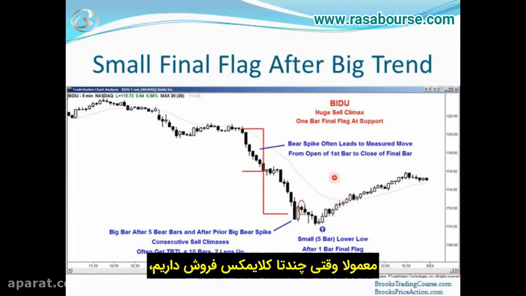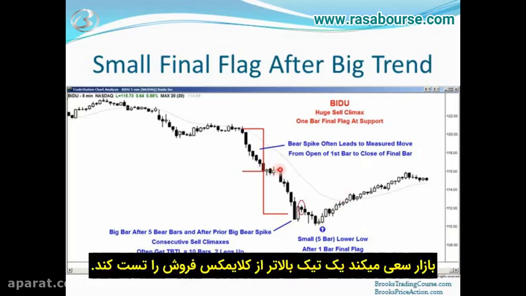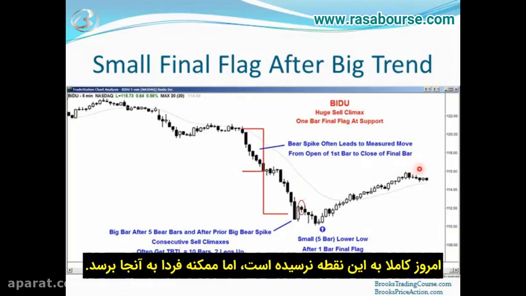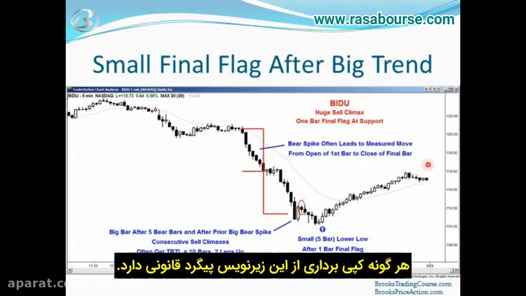Usually, whenever you have consecutive sell climaxes, the market tries to test at least 1 tick above the top of the sell climax. It did not quite reach there today, but it might reach there tomorrow.